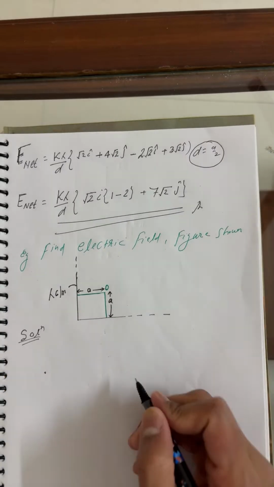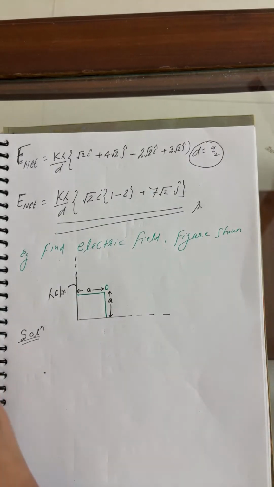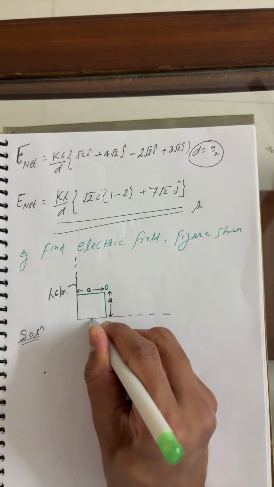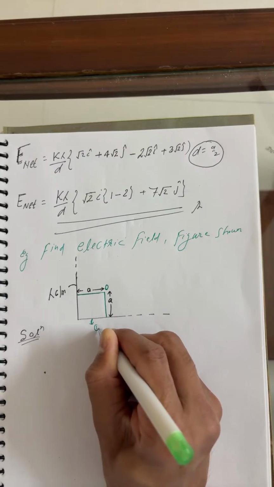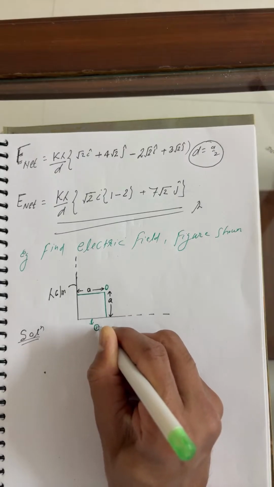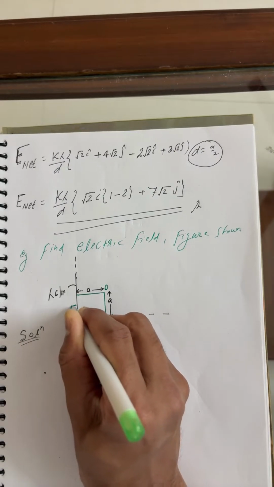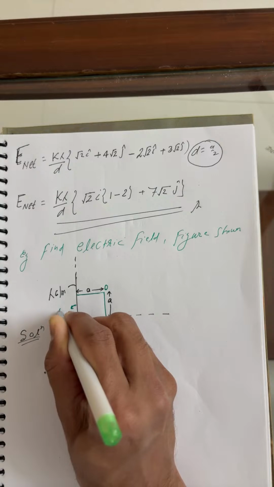For my own convenience, I'm considering a few assumptions here. Let us suppose this is wire one, and this is wire two.